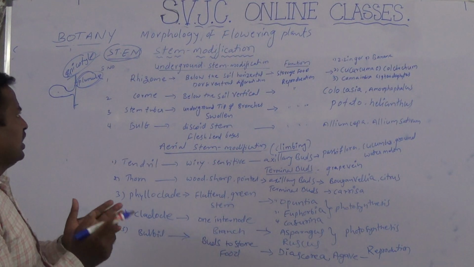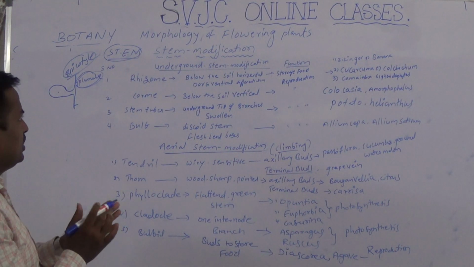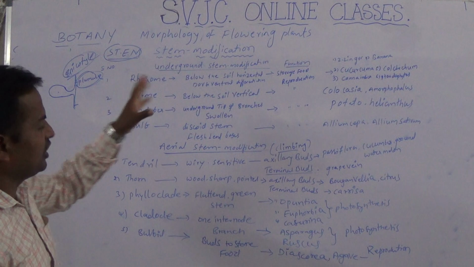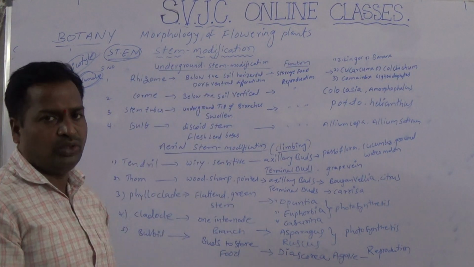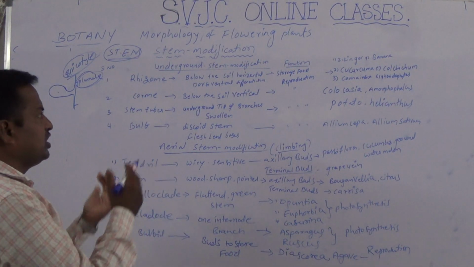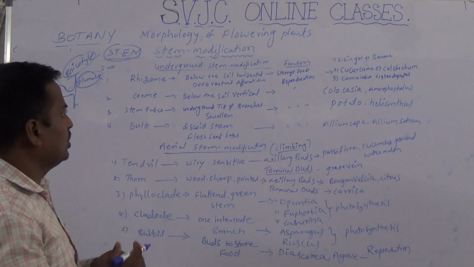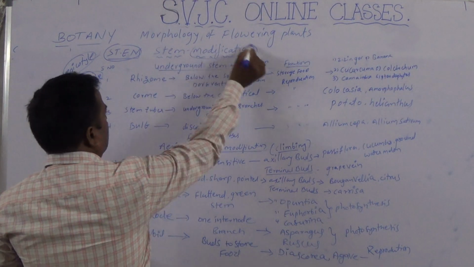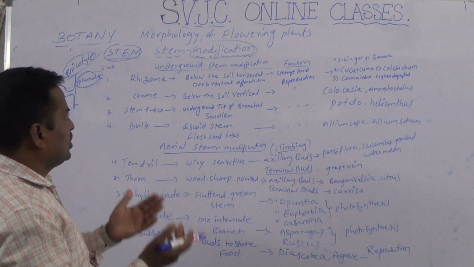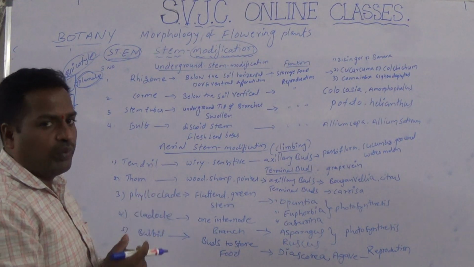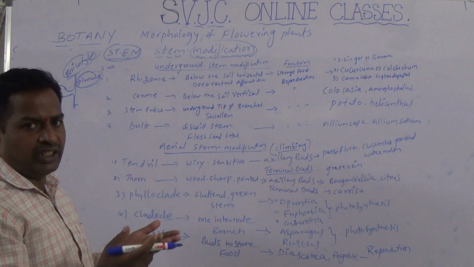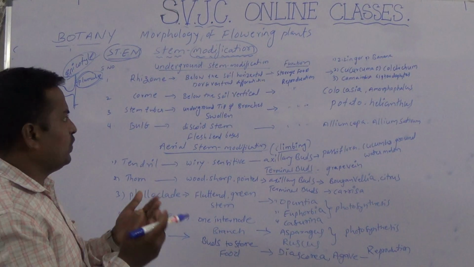You know the general characters of the stem, but questions are mostly asked in EAMCET and NEET examinations on modifications. So first of all, what is modification? Modification is nothing but change. Modifications are reported in stem. The purpose is to perform new functions suitable for environmental conditions. Every organism, unicellular to multicellular, adapts to nature. The purpose is adaptation. That's why modification occurs.